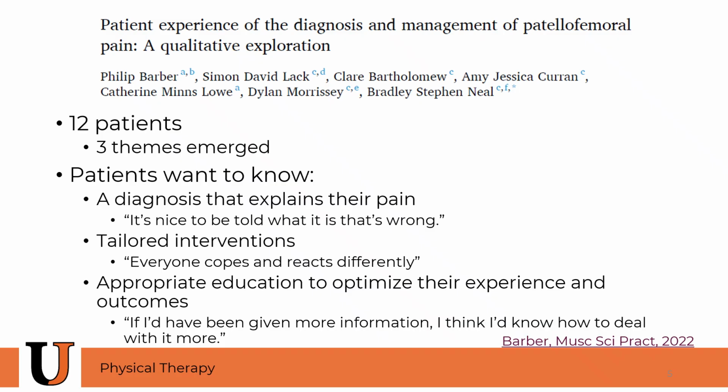So this study was a qualitative exploration of 12 patients, and they identified 3 common themes from these patients. The patients wanted a diagnosis that explains their pain. A common quote was, "It's nice to be told what it is that's wrong." They also wanted to receive tailored interventions. They mentioned everyone copes and reacts differently. And they also wanted appropriate education to optimize their experience and outcomes. So they wanted more information: "If I'd been given more information, I think I'd know how to deal with it more."